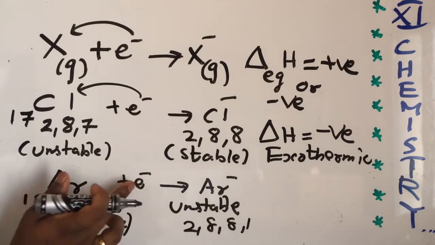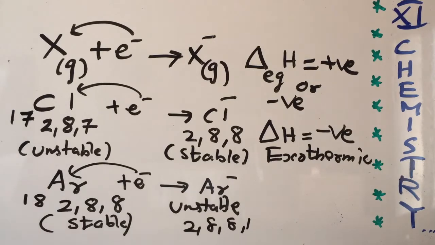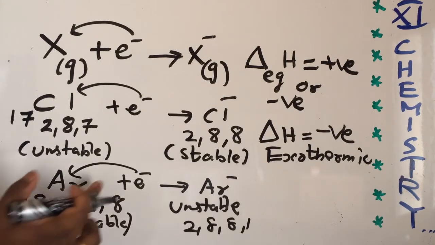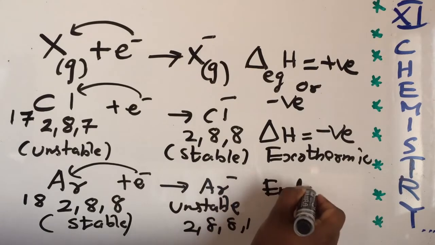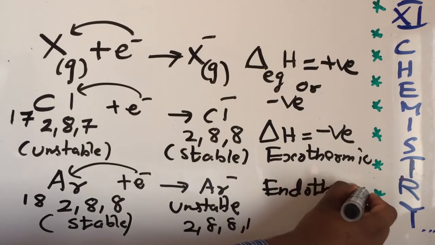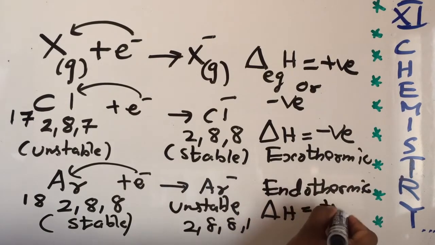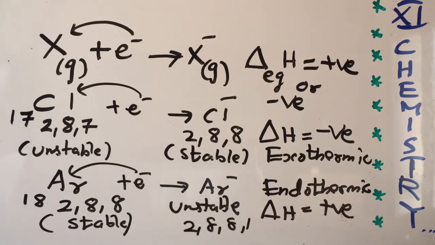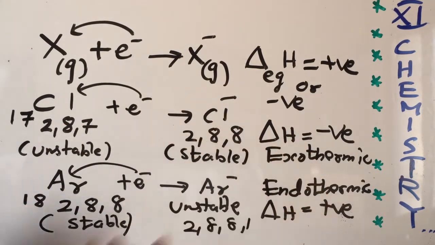And one more thing, for addition of an electron to a stable configuration, energy is required. Argon requires energy for adding the electron because argon is already stable. So what about the process? The process is endothermic. Energy is required. So what about delta H? Delta H is positive here. So depending on the element, the value of delta H can be negative or positive.